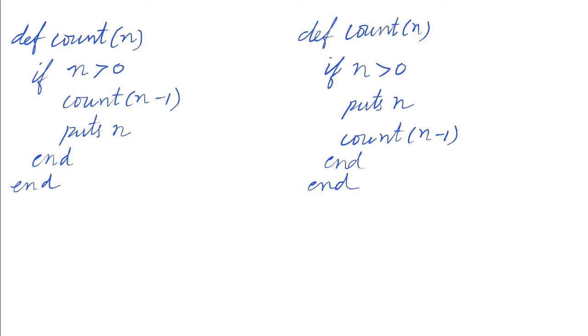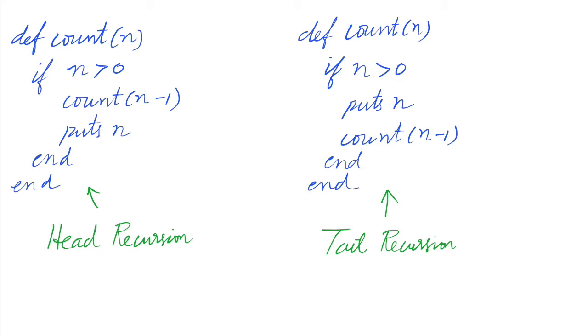Let's compare the recursive solutions to ascending and descending printing of numbers. This is head recursion. The recursive call happens before some work is done. This is tail recursion. The recursive call is the last action.